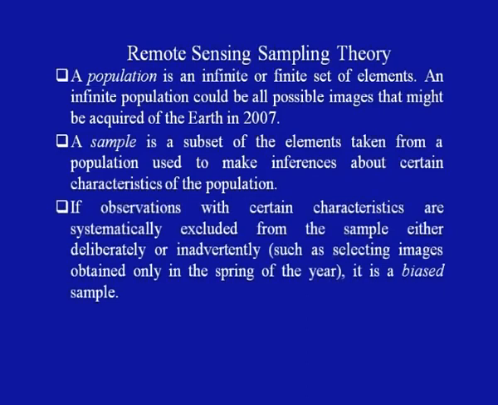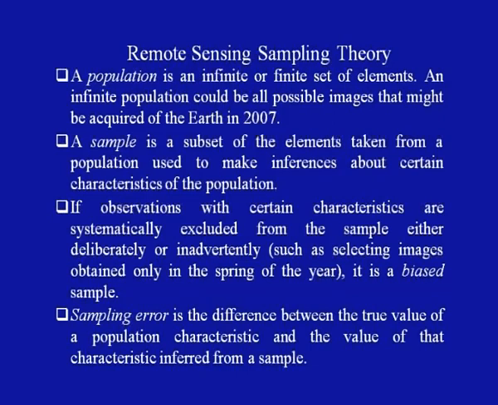If observations within certain characteristics are systematically excluded from the sample, either deliberately or inadvertently, such as selecting images obtained only in the spring of the year, it is a biased sample. Sampling error is the difference between the true value of a population characteristic and the value of that characteristic inferred from a sample.